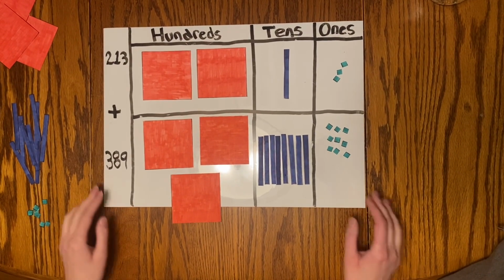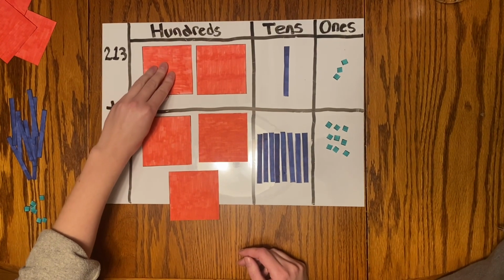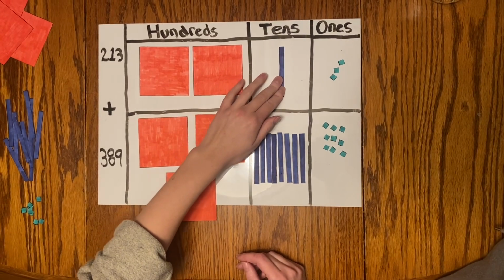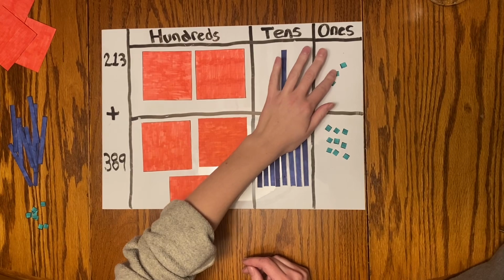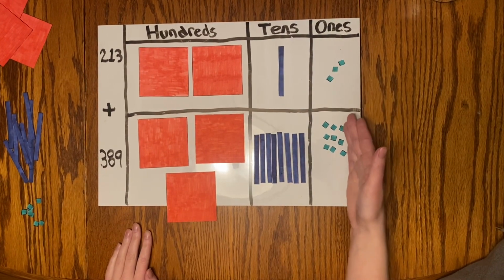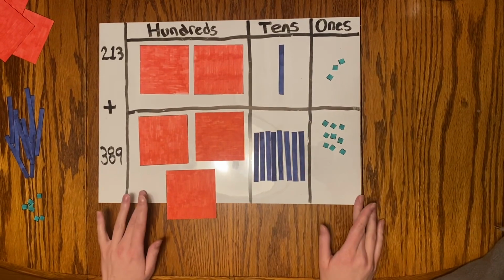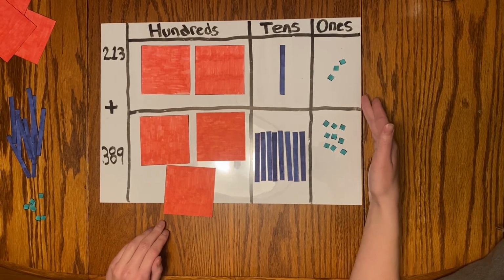So in our hundreds place value, we have these hundreds flats. In our tens place value, we have the rods of 10. And then in our ones place value, we have our single units. So this is worth 1, 10, and 100. So we start by solving the equation on the right side. We start with the ones.